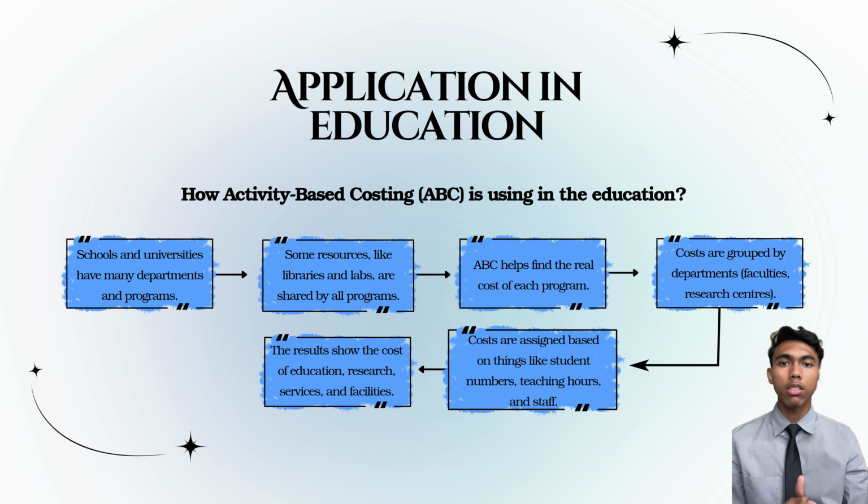Using ABC, institutions can find the real cost of each program by grouping costs according to specific activities. For example, costs are assigned based on factors like number of students, teaching hours, and staff time involved in each department. So this helps education institutions break down their spending into clear categories like teaching, research, student services, and facilities. As a result, they gain better insights into how their budget is being used and where improvement can be made for efficiency and cost control.